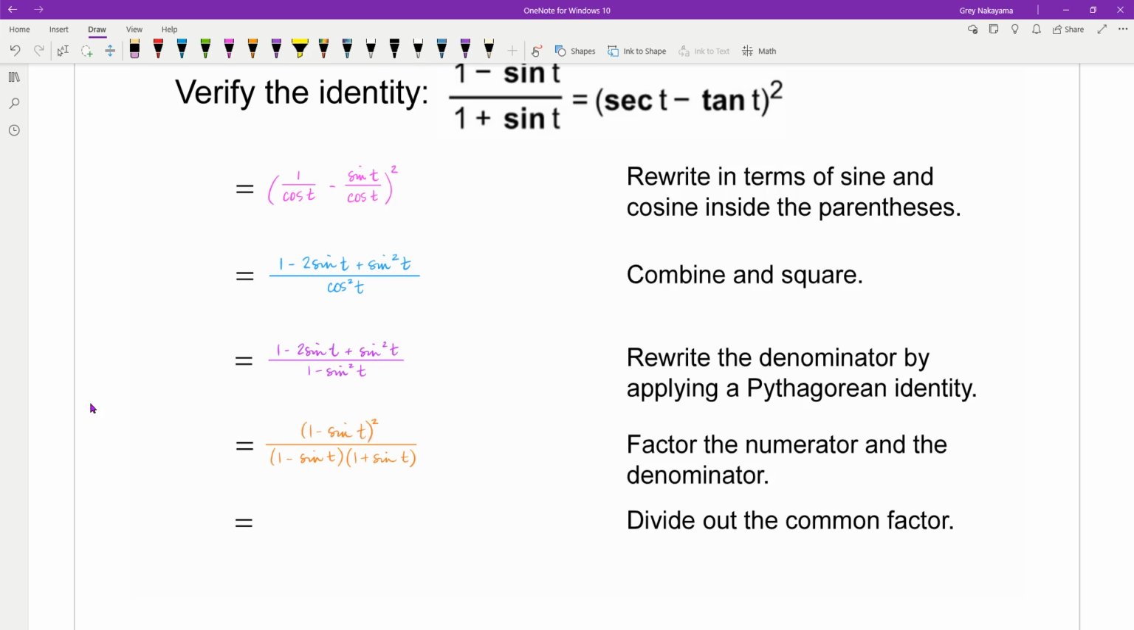So that's 1 minus sine t quantity squared. So divide out the common factor. Well, I have a 1 minus sine t on the top and the bottom. So when I factor that out, I'm left with 1 minus sine t over 1 plus sine t. And it matches exactly what's on the other side.